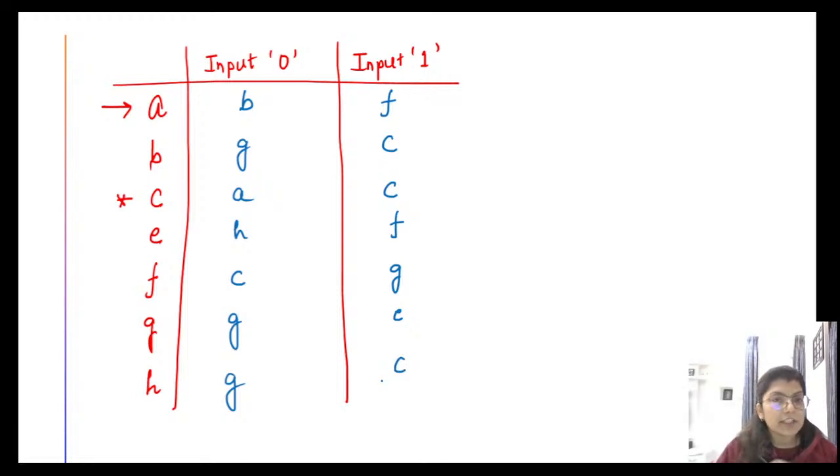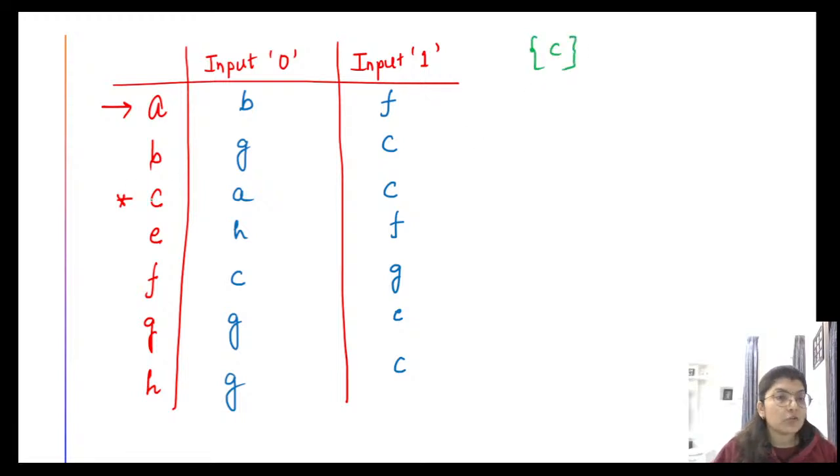Right? This will be your transition table. Now what we have to do? Now we have to partition these states. How will we partition these states? First of all, you have to remember that your final state will always be kept in a separate partition.